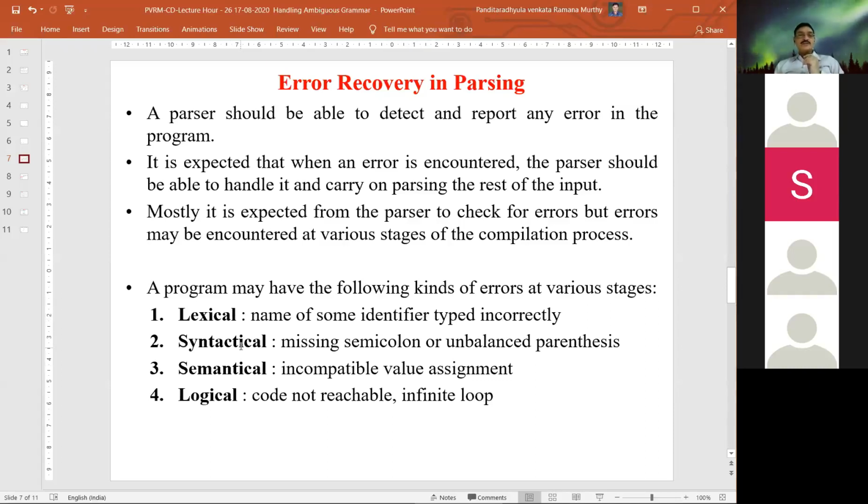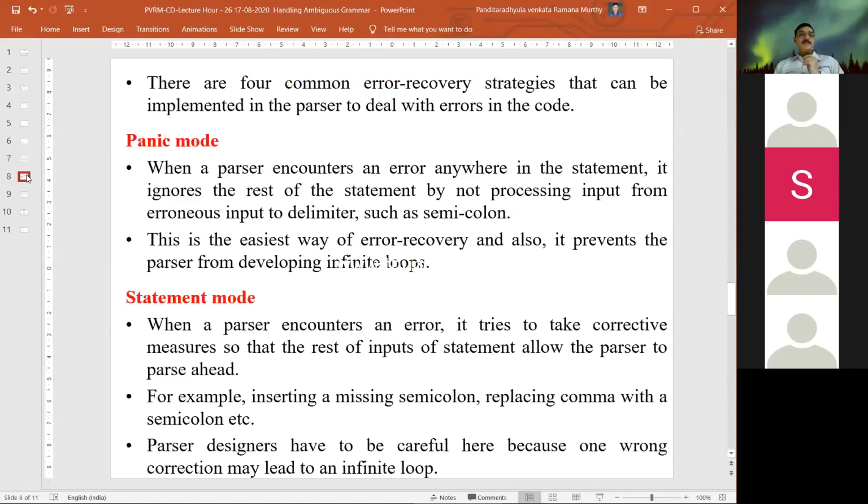Okay. Now, what is the meaning of a syntactic analysis level error? A missing semicolon or unbalanced parentheses is an example of an error at the syntactic analysis level. Okay. What is the meaning of an error at the semantic level? Incompatible value assignments. Okay. We are assigning a number to a character data type. Similarly, an error at the logical level means code not reachable or infinite loops. Okay, right.